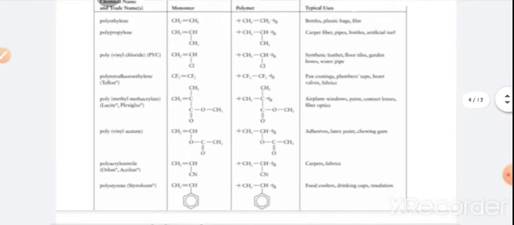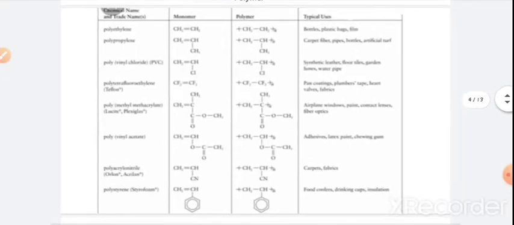Here in this table, this is a very important table which gives us information about monomers and their respective polymers. In the first row, it is the chemical name of a given polymer. In the second row, the monomer is given. In the third row, their respective polymers are given, and their uses are also given in the next row. Let's take as the first column, the polythene column.